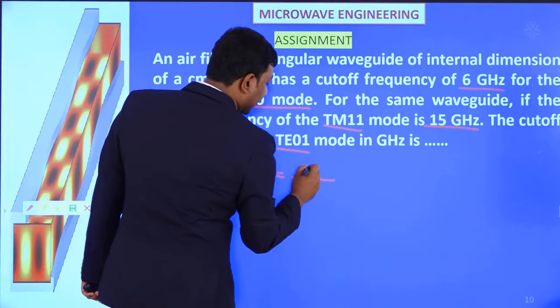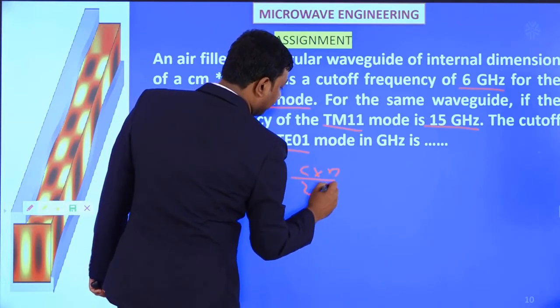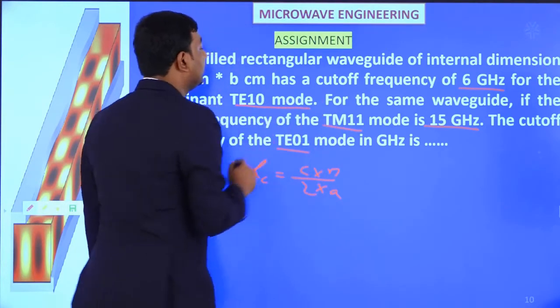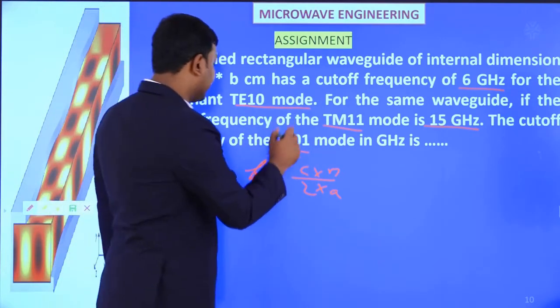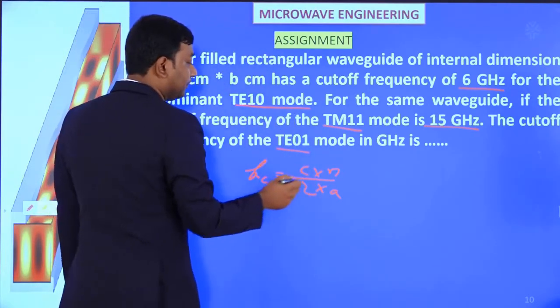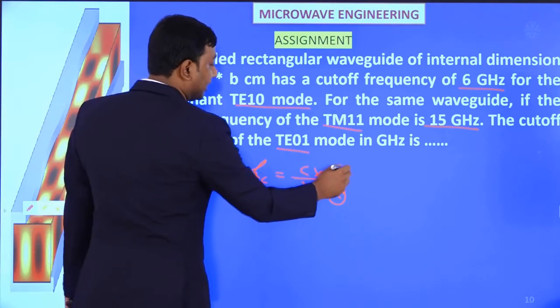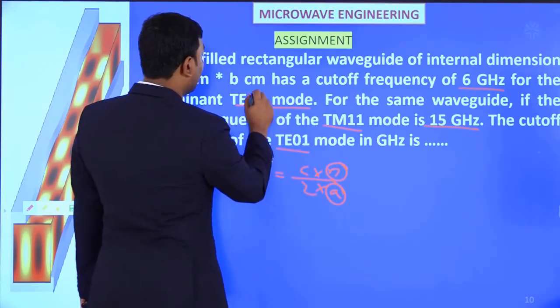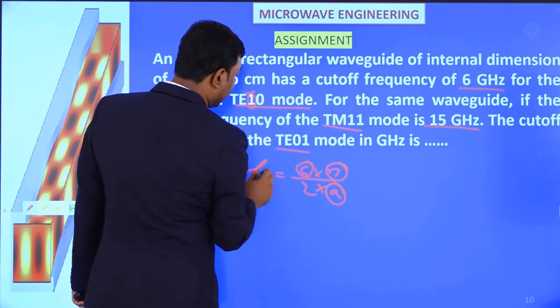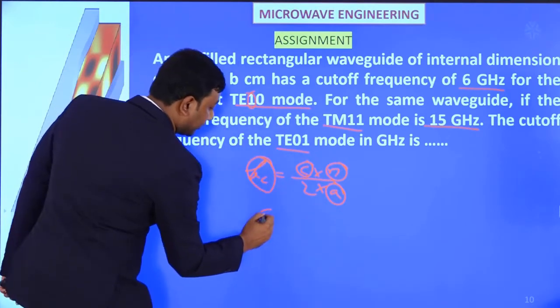We know FC equals C by 2 into M by A, because the N value is 0. Similarly, from this equation we will find out the value of A, because the other values are given. The M value is 1, the C value we know, and this value is given. So we will find out the value of A.